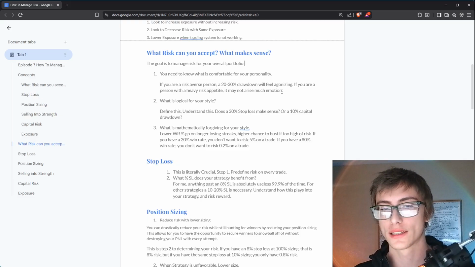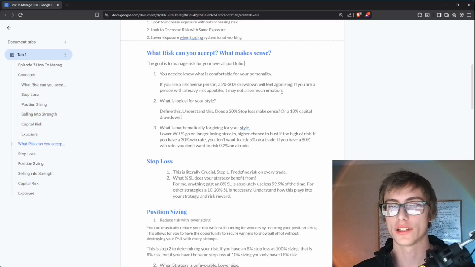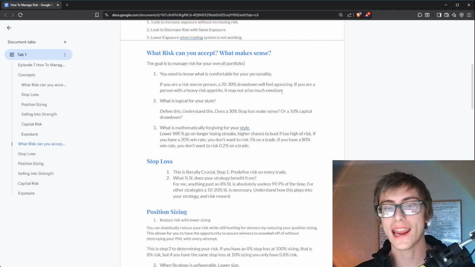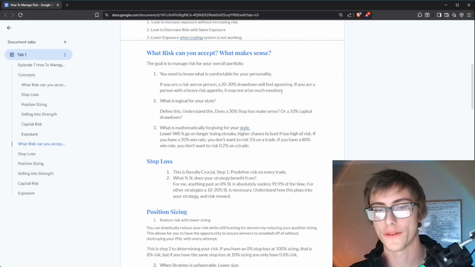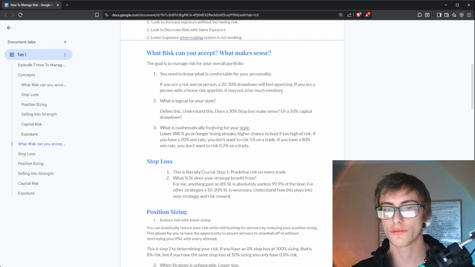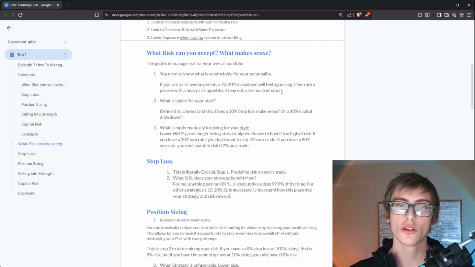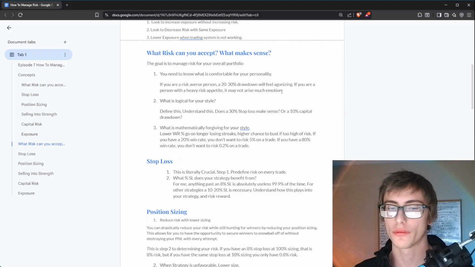You don't want to risk, if you have a 20% win rate, you don't want to risk 5% on a trade. And if you have an 80% win rate, you don't want to risk 0.2% on a trade. So there's mathematical benefits to your strategy, right? Whether it's having higher risk or you need to have lower risk.